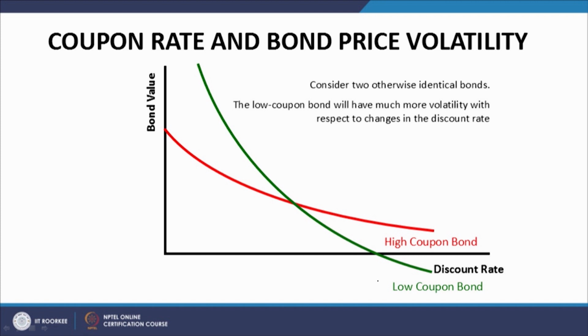You can see here the red is the high coupon bond and the other one is the low coupon bond, and the low coupon bond has a higher price volatility compared to the high coupon bond. In a high coupon bond, the cash flows are going to occur earlier, and as the cash flows occur earlier, the impact of an interest rate change would be less. The volatility would be less if the coupon rate is higher, and the volatility would be more if the coupon rate is lower. If it is a 0 coupon bond, it will have the maximum volatility.